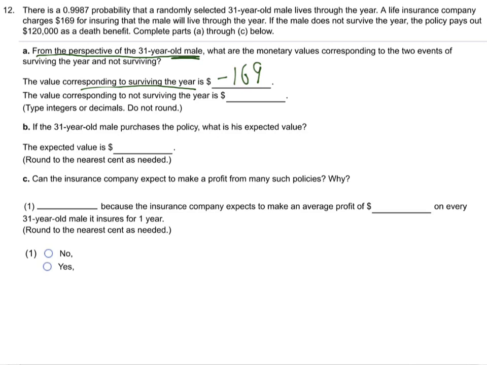How we doing? You guys getting tired? Am I making any sense? Am I doing the wah-wah-wah voice at this point? Is that making sense? So if he lives through the year, he collects nothing, he just pays $169.